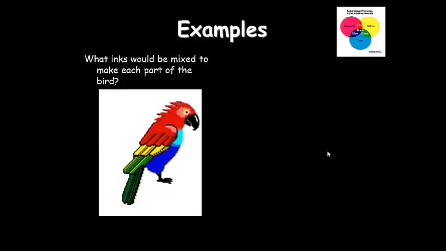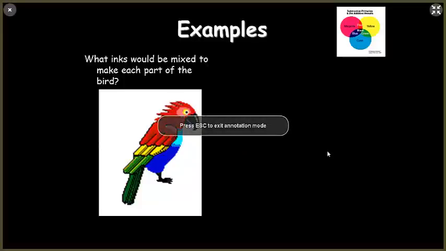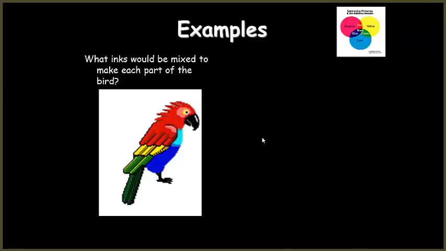Let's try a few examples. Okay, what inks would we use to make the bird below? Here's our subtractive color wheel for reference up in the corner. Okay, if I wanted to make the red part of my bird, I would need to mix magenta ink so the green gets absorbed, and I need to add yellow ink so the blue gets absorbed.